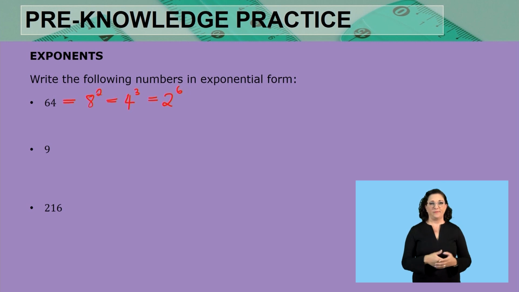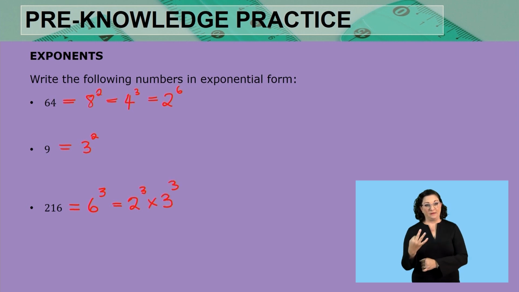Let's look at our 9. Now, how can we write 9 as an exponent? So 9 is 3 exponent 2, because 3 exponent 2 is 9. What about 216? Now that can be written as 6 exponent 3 or 6 cubed, but it can also be written as 2 exponent 3 multiplied by 3 exponent 3. So those are the different ways that we can write these numbers in exponential form. Let's move on to the next slide.